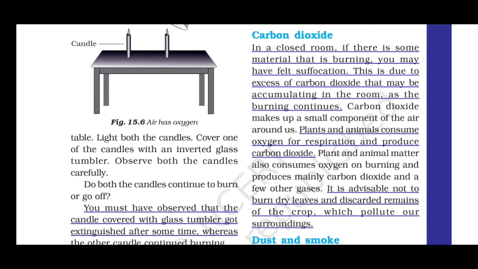So it is advisable not to burn dry leaves or discarded remains of crops, that is, skeletons of animals, which pollute our air. How do they pollute our air? Carbon dioxide is a very dangerous gas that harms our environment. That means it creates pollution around us. So we have to avoid burning dry leaves and the remains of animals. Why? Because they pollute our surroundings and our environment.